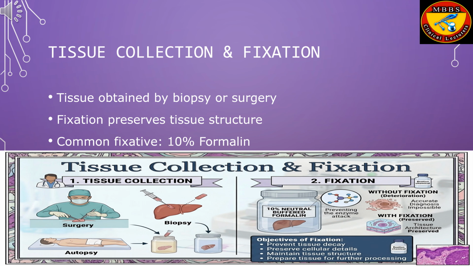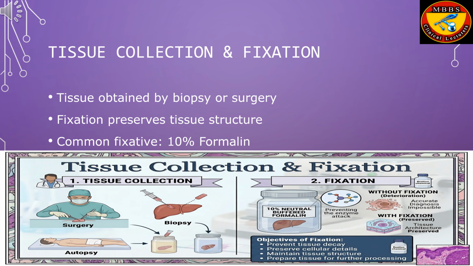Tissue collection and fixation. The first step in tissue preparation is collecting a tissue sample. Tissue samples may be obtained through surgery, biopsy, or autopsy. Once removed from the body, tissues begin to deteriorate because enzymes and bacteria start breaking down cellular structures. To prevent this damage, tissues are immediately placed in a chemical solution called a fixative.